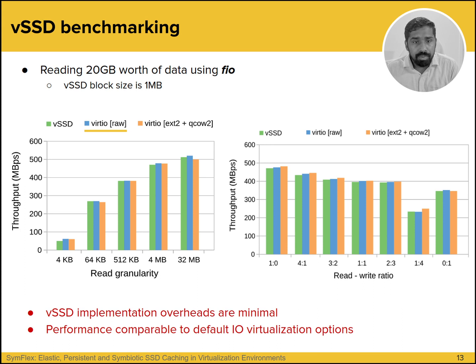VirtIO raw means the SSD is directly exposed to the VM as a raw device. VirtIO ext2 plus QCOW2 means a QCOW2 disk image stored in an ext2 partition is exposed to the virtual machine. We configured a VM with 2 GB RAM, 2 vCPUs and a VSSD of capacity 20 GB, and we used the FIO benchmarking tool to issue the file IO requests to the VSSD. The FIO reads 20 GB worth of data with multiple threads from the VSSD device.